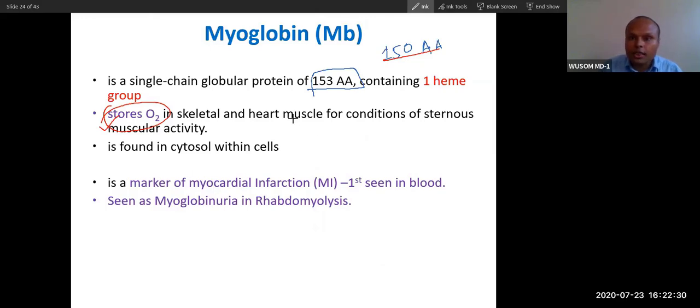And I have told you the significance of this myoglobin also, myoglobinuria. If you can remember, myoglobin will appear in urine in rhabdomyolysis. I have told you the disorders. First is McArdle deficiency, and second is the side effect of statin. In such cases, you can see rhabdomyolysis and myoglobinuria. Myoglobin is also a very important marker for myocardial infarction. It appears first in myocardial infarction. This is the diagnostic significance of myoglobin.